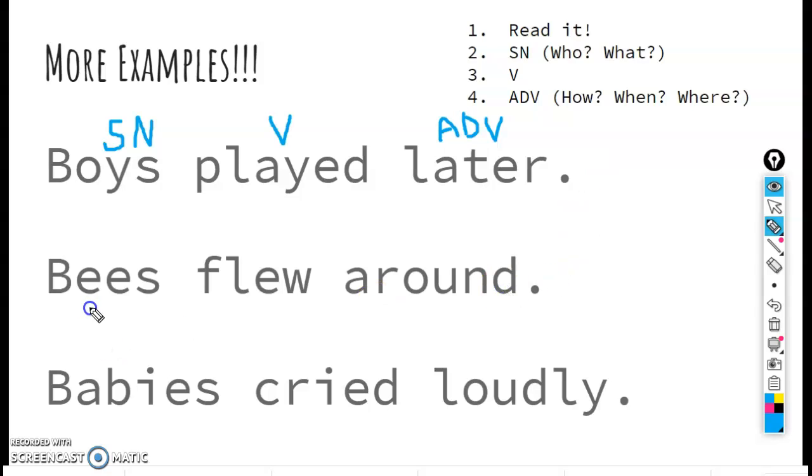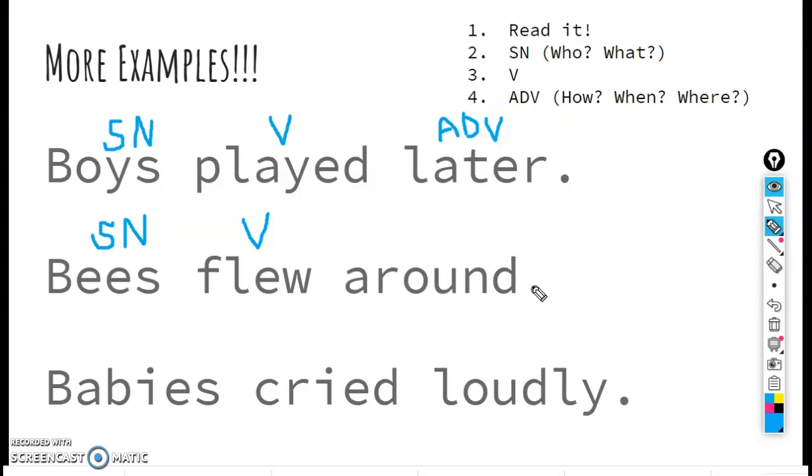First, read it. Bees flew around. Next is a subject noun. Is it who or what? Bees is not a person, so I'm going to go with what. What flew? Bees. Subject noun. Next, third step is verb. What is being said about bees? Bees flew. Verb. And then last, my new adverb. It's around. Does around tell us how, when, or where?